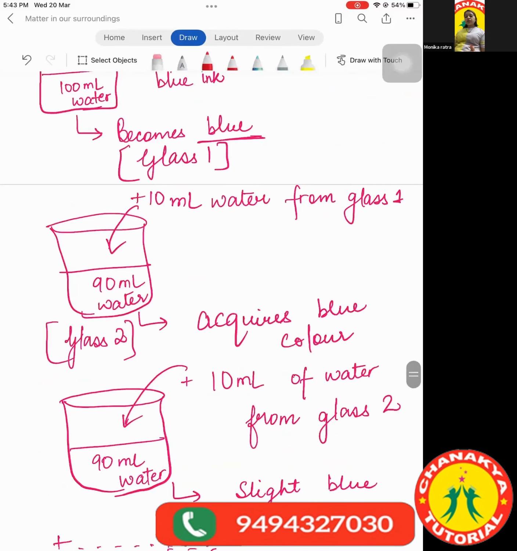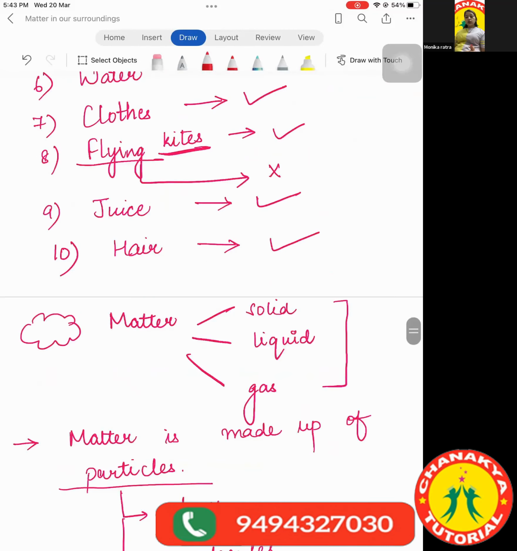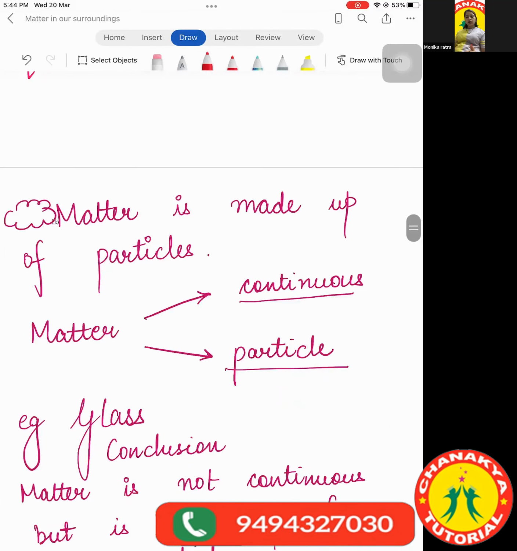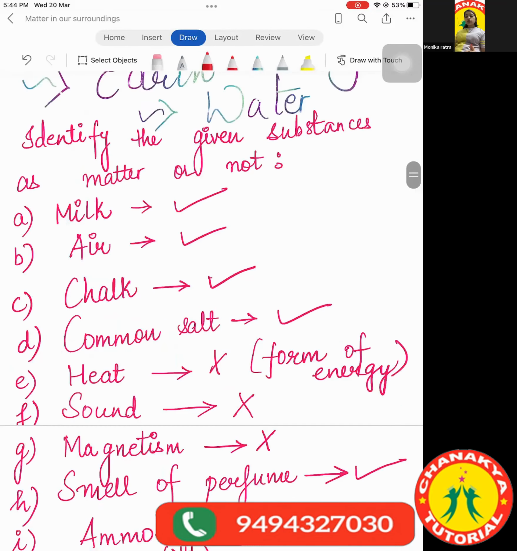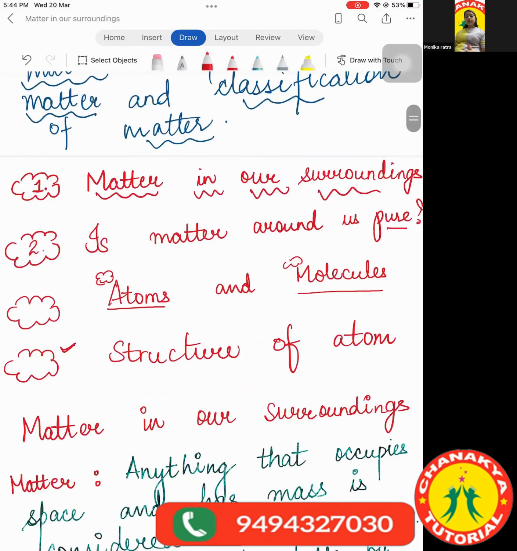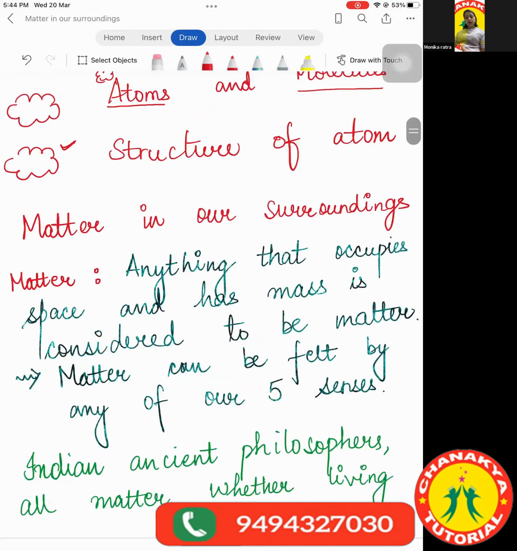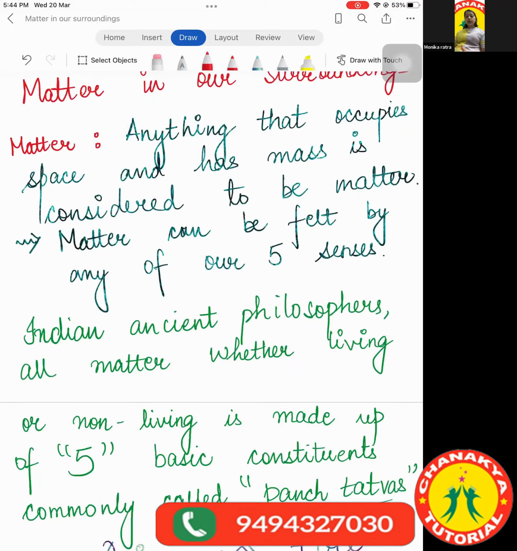Okay, so the first and the foremost thing I had told about is the chapter which we are going to start, which is matter in our surroundings. So, what actually is matter? Matter is anything that occupies space and has mass. Fine. Also, matter is anything which we can feel using our sense organs. Like, for example, air, we cannot see the air, we can just feel the air, right? So, matter can be felt using any of our five sense organs.